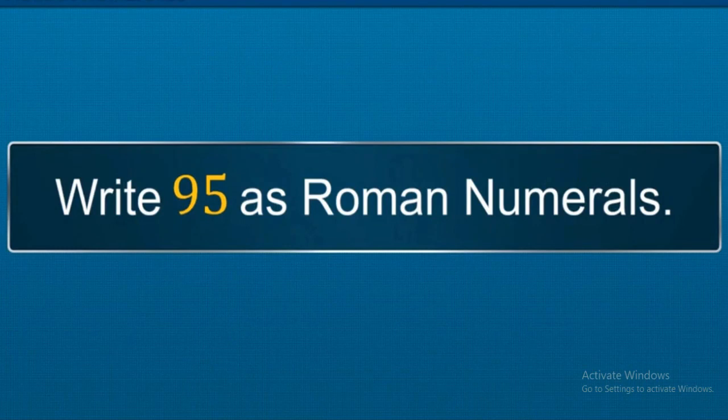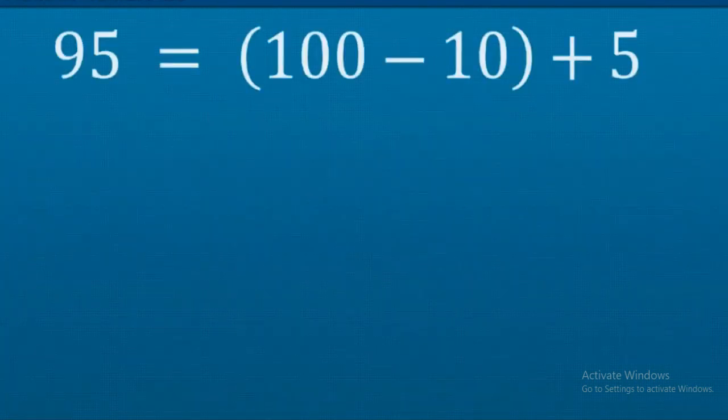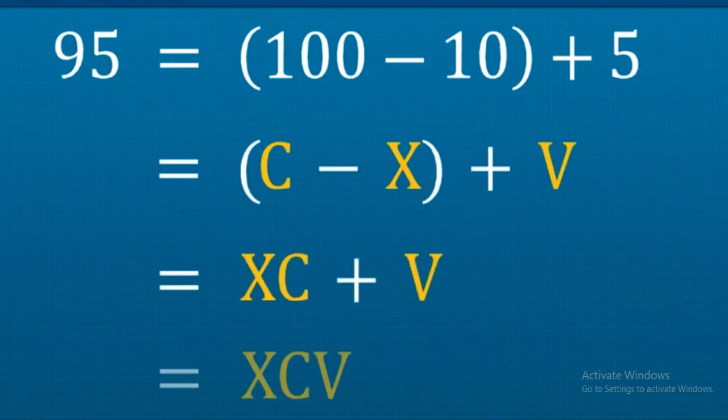Let's see how you write 95. The symbol used for 100 is C. Remember that symbol X can be subtracted from symbol C to arrive at 95. Subtract 10 from 100 and add 5 to it. Here, X should appear to the left of C because it is subtracted from C.